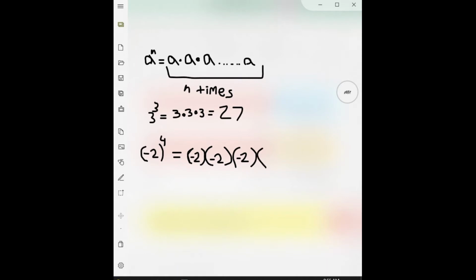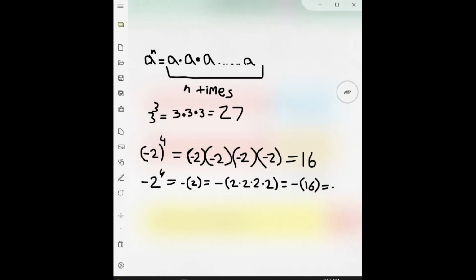So if we have parentheses minus 2 to the power of 4, what we're doing is we're multiplying minus 2 four times, which will give us positive 16. But if we just have minus 2 to the power of 4, that's going to be a negative, always. If it's an even number as an exponent, then it's going to be a positive number. If it's an odd number, then it's going to be a negative number.